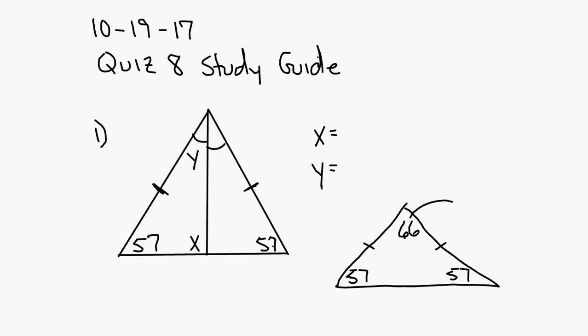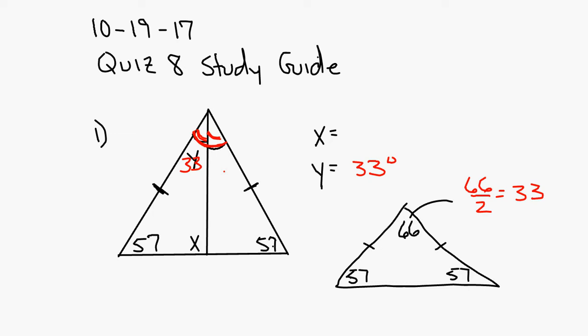That means that this big angle in this triangle is 66 degrees. But both of these little ones are equal to each other. So if you take that 66 degrees and divide it by 2, it's 33 degrees. That's what each of these angles are equal to. So your y is 33 degrees.